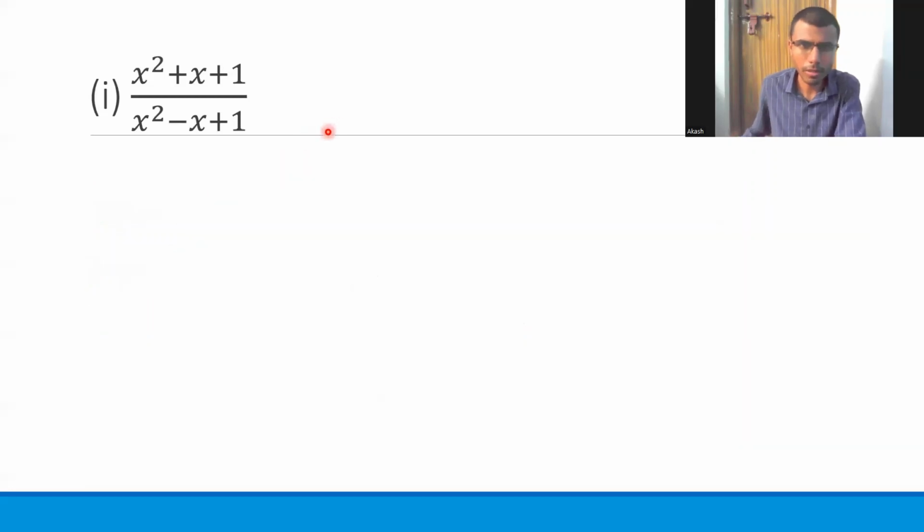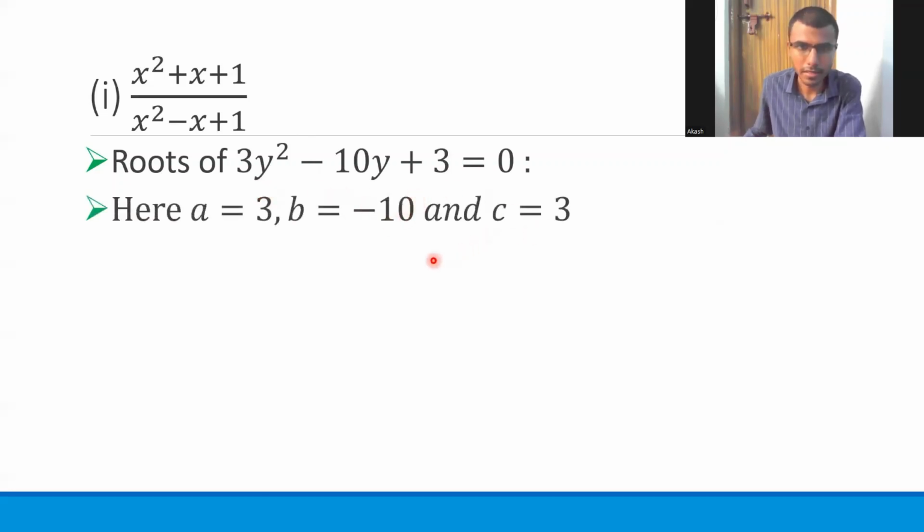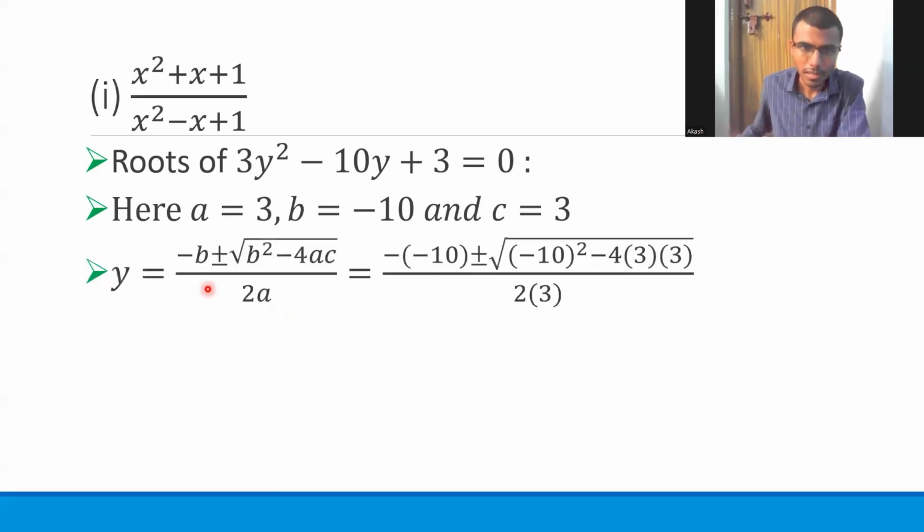It's very easy. There's a formula, you must be familiar with it. Here a is 3, b is minus 10, and c is 3, and y is nothing but, remember the standard formula, x is minus b plus or minus under root b square minus 4ac, divided by 2a. So that's what we have here, and b is minus 10. Just substitute the values. So minus of minus 10, and then you put in the values.